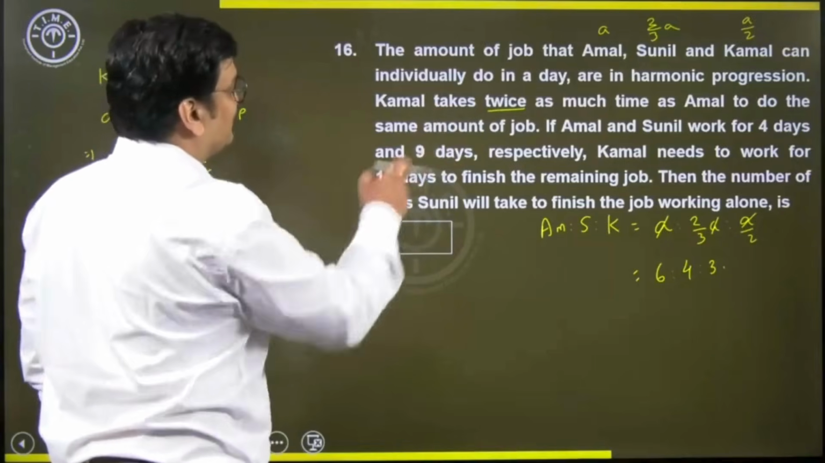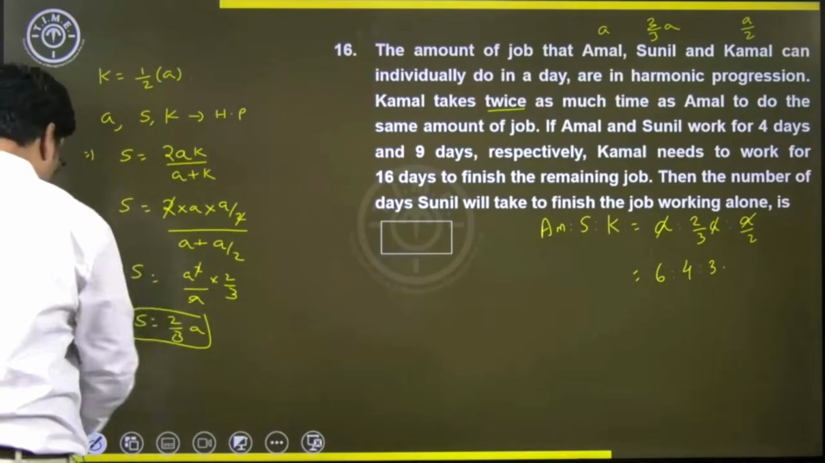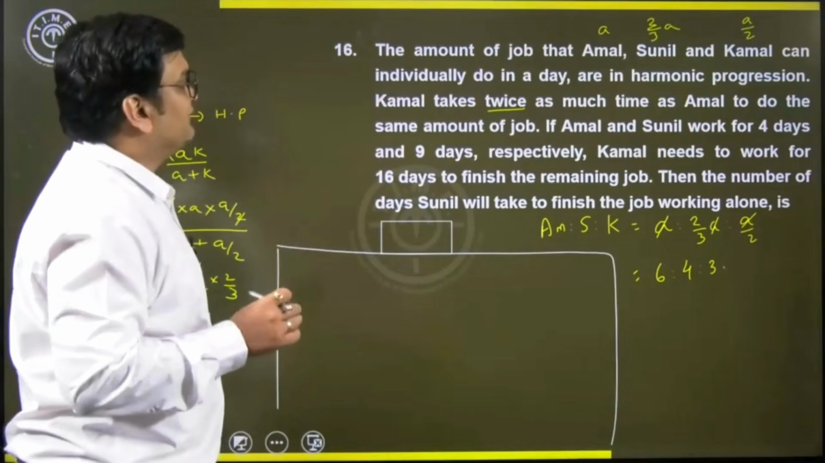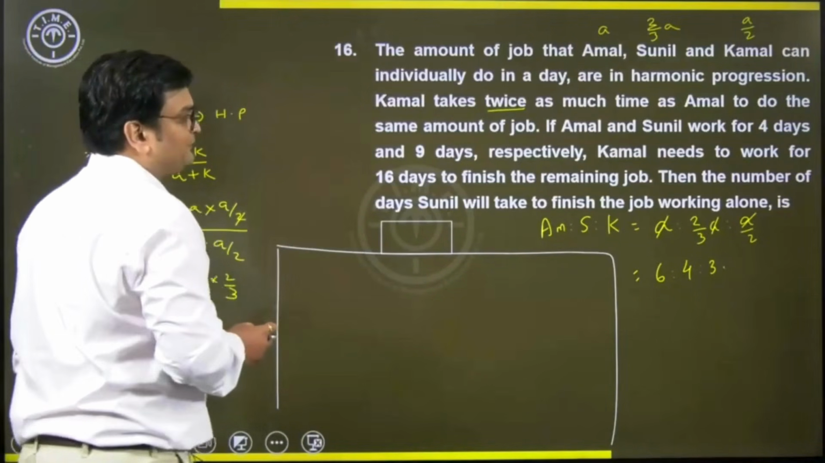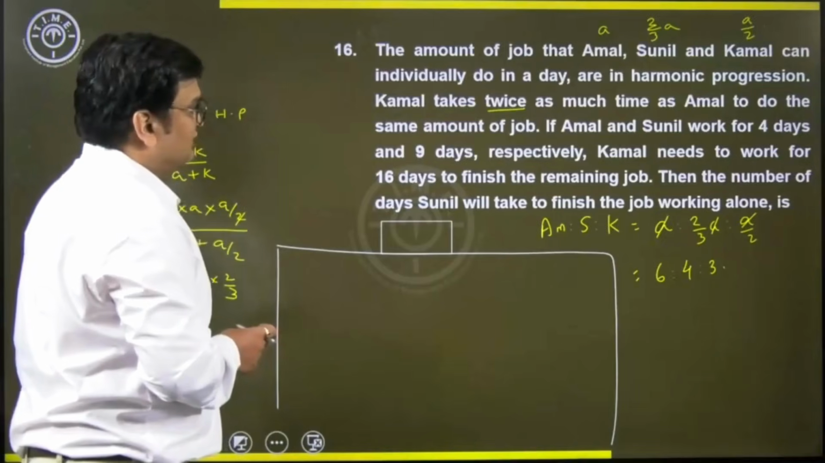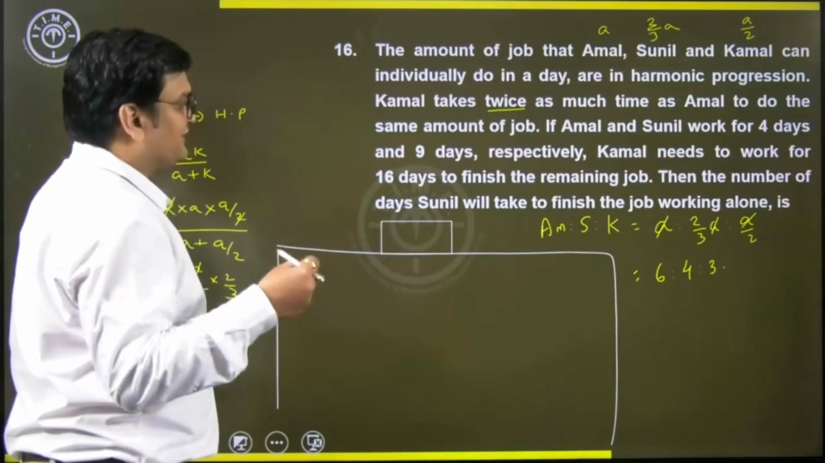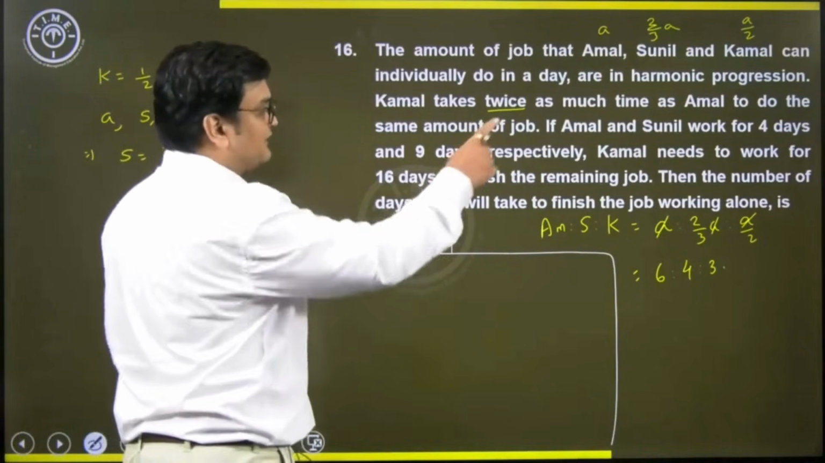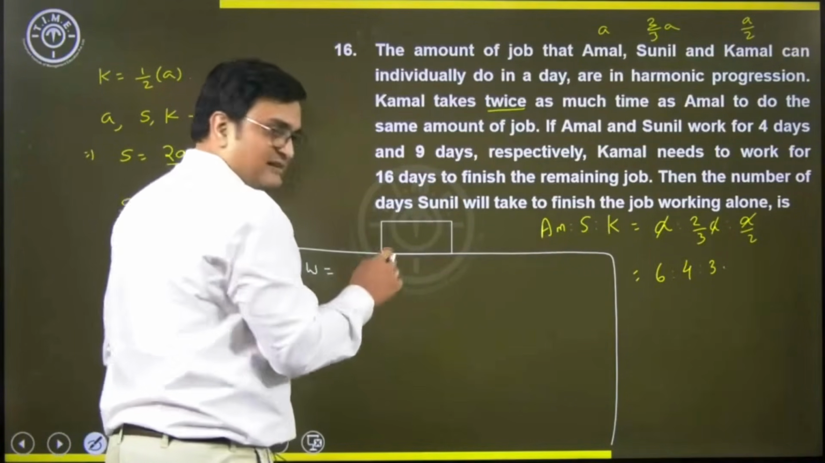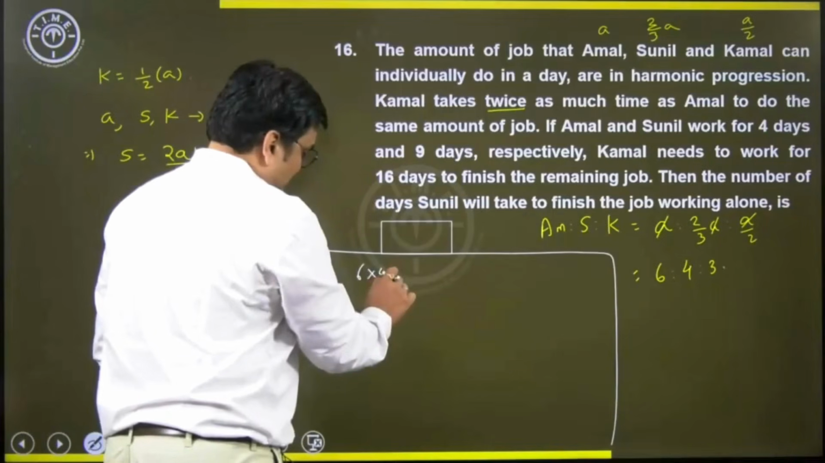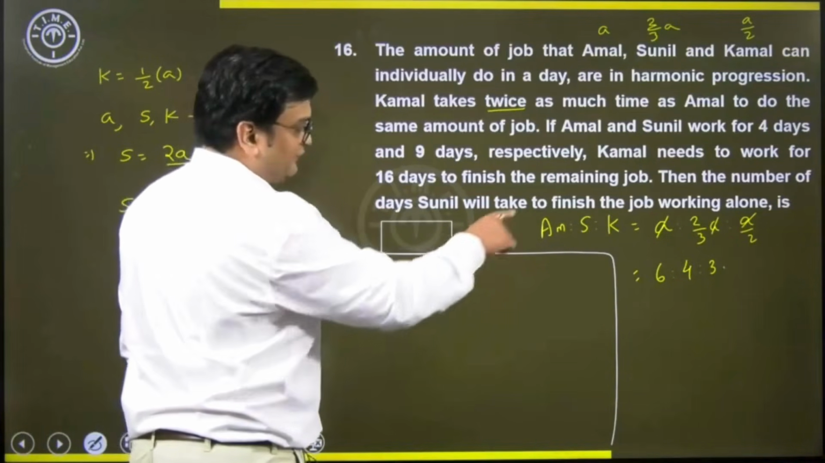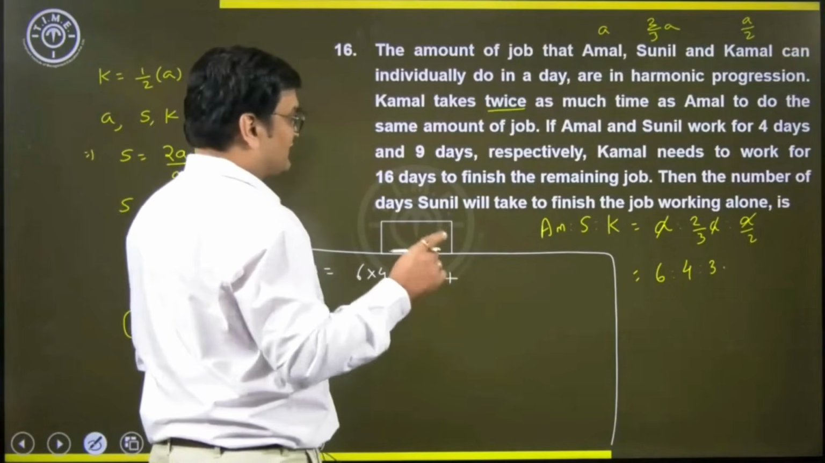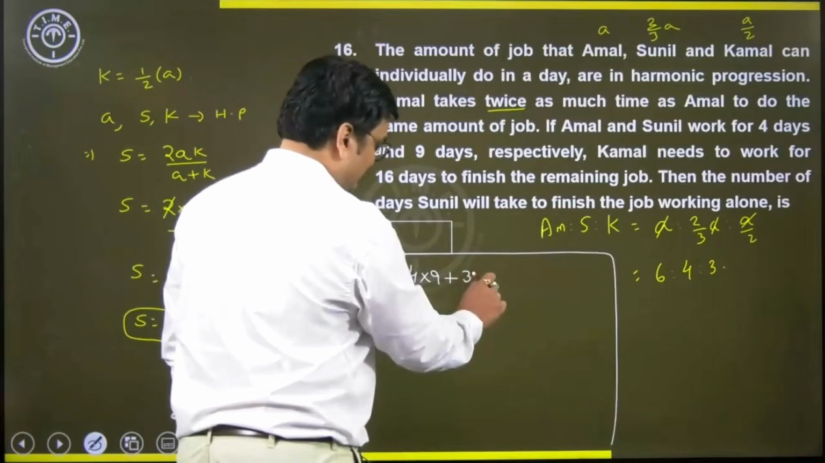Please note, he says if Amal and Sunil work for 4 days and 9 days respectively, Kamal needs to work for 16 days to finish the work. So that means how much is the total work? Amal is working for 4 days, Amal's efficiency is 6, let's take it as 6 units only. Then Sunil is working for 9 days, Sunil's efficiency is 4. Then Kamal needs to work for 16 days, Kamal's efficiency is 3.